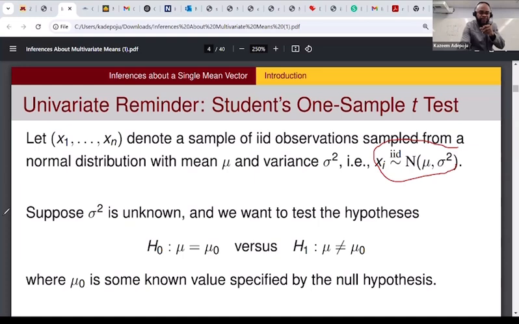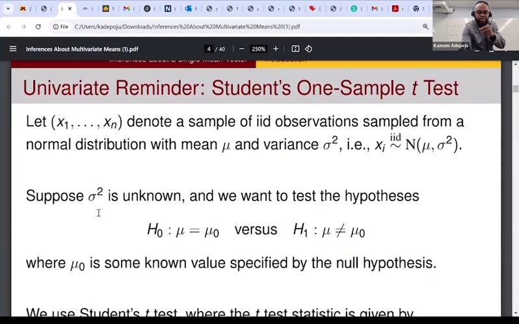If the score in math follows a normal distribution, what do I want to do? Suppose the variance is unknown, because we have different kinds of tests. When sigma squared is known, we use a z-test. I'm going to say that again: when sigma squared is known, we use a z-test. Has anybody heard about the z-test?